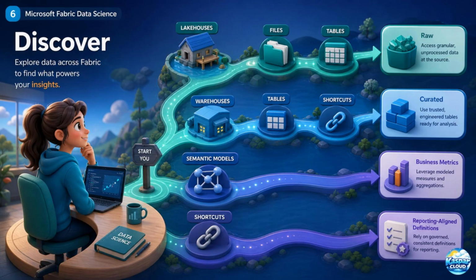After the business problem is defined, the next step is data discovery. In Fabric, data scientists can work with lakehouses, warehouses, semantic models, files, tables, and shortcuts. This allows them to explore enterprise data without always needing a separate extraction process. A lakehouse can contain raw files, curated delta tables, and machine learning outputs. A warehouse can support SQL-based analytical modeling. A semantic model can expose business measures and definitions already used in Power BI. This gives data scientists several paths, depending on whether they need raw detail, engineered tables, business metrics, or reporting-aligned definitions.